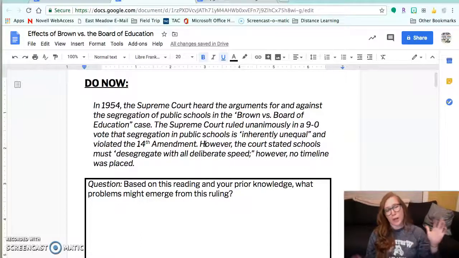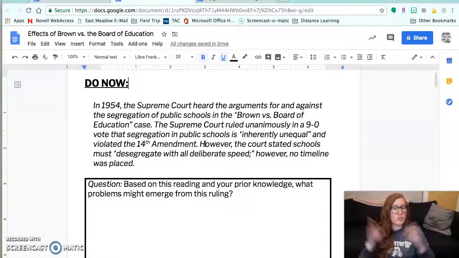All right, so as you learned in Friday's lesson, Mr. Brown wins his court case, and the Supreme Court decides that segregation in schools is a violation of the 14th Amendment, and it is now illegal. It says they rule unanimously, meaning that all of them decide together, they agree. And then it says inherently unequal. That's the idea that we talked about. Is separate but equal ever really equal?